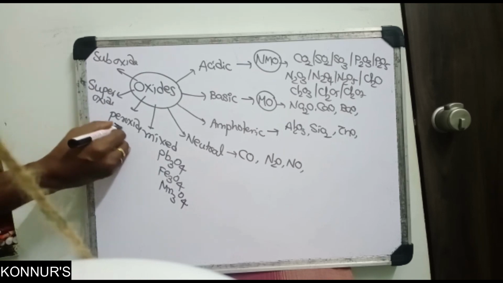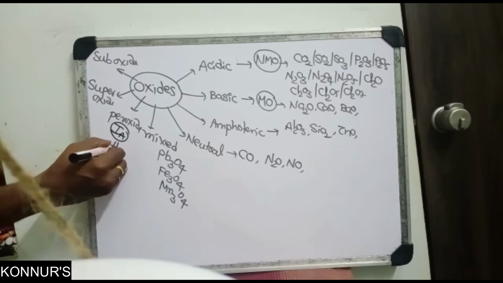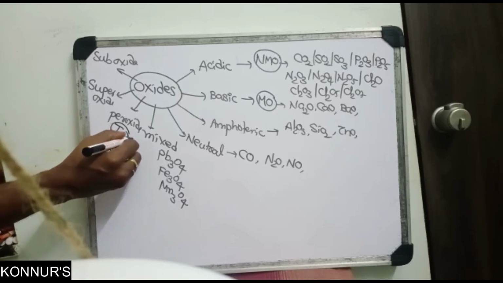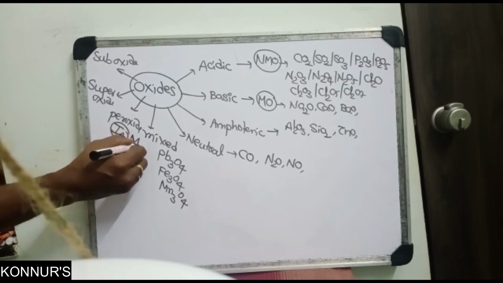First A group and second A group, these are forming peroxide. First A group is forming peroxide, M2O2.